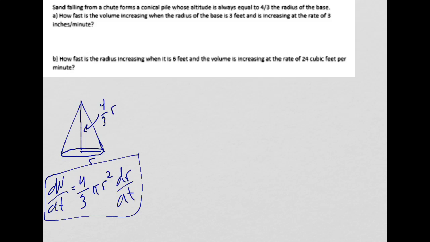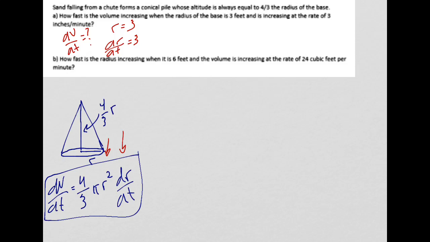So A, how fast is the volume increasing? That means we're looking for dV/dt equals what? And then it says when the radius of the base is 3, so that tells me r is equal to 3, and it is increasing at a rate of 3 inches per minute. So dr/dt equals 3 as well. So all I'm going to do is plug in 3 for the dr/dt, and a 3 for the r inside of the r squared, and then I'm going to solve for dV/dt.